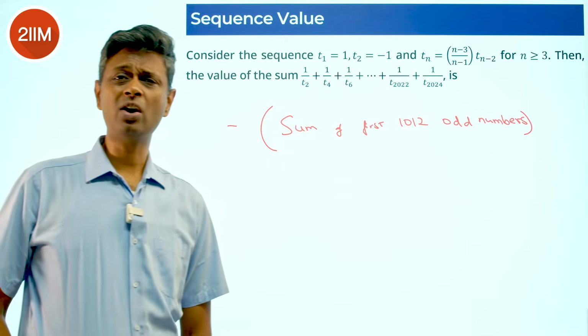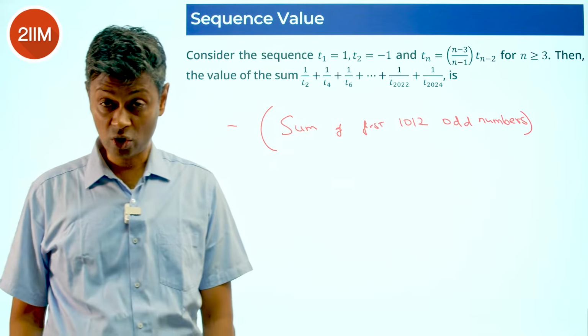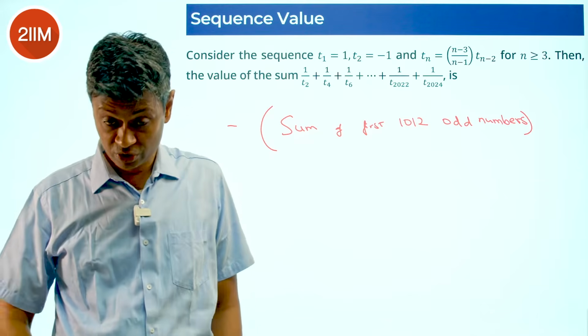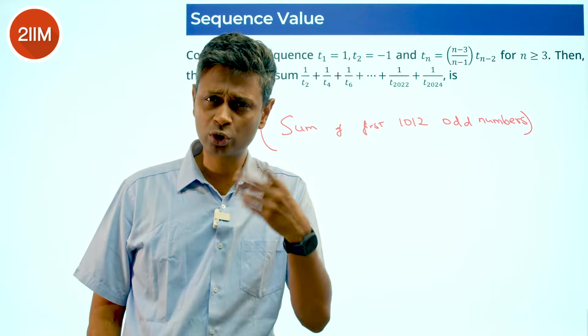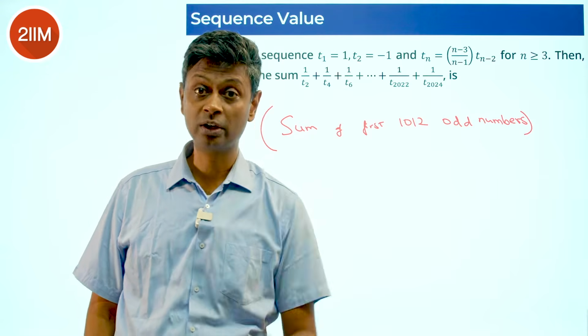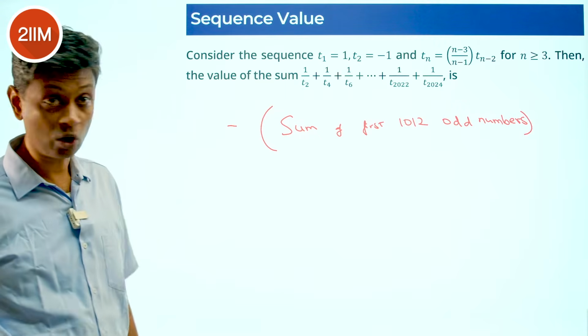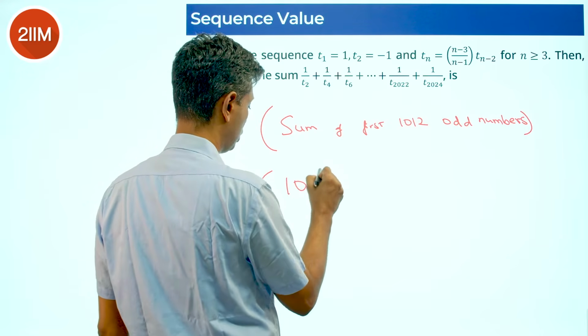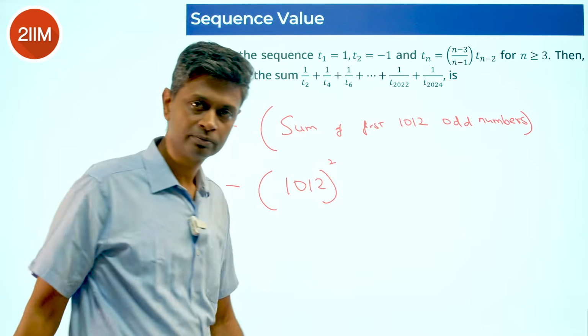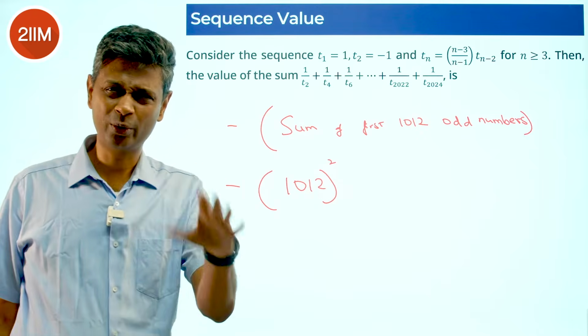Sum of the first 3 odd numbers is 3 square. Sum of the first 5 odd numbers is 5 square. Sum of the first 16 odd numbers is 16 square. 1 plus 3 is 4, 2 square. 1 plus 3 plus 5, 9, 3 square. Sum of the first 1012 odd numbers is 1012 square, minus 1012 whole square. You still have to find this, plug it into a calculator to get the answer.